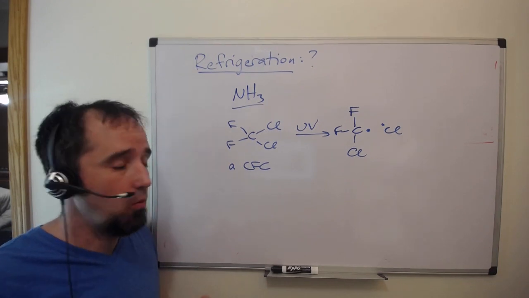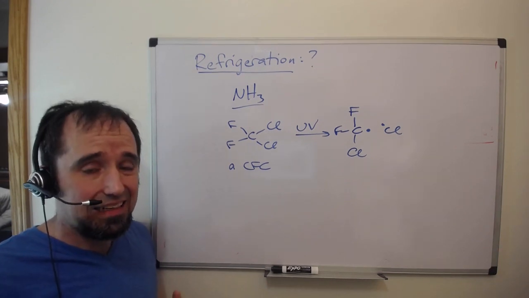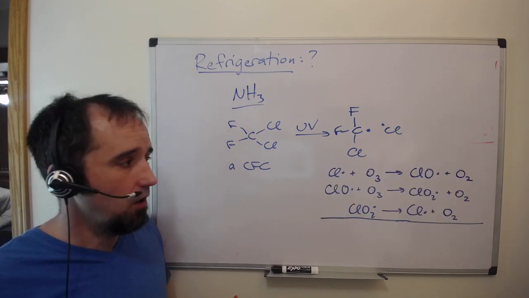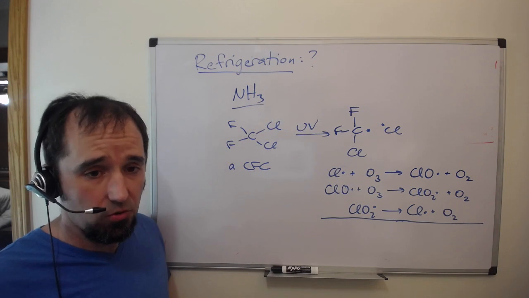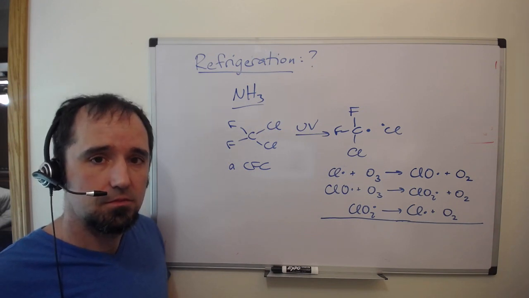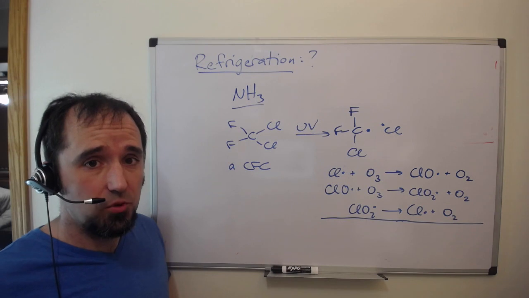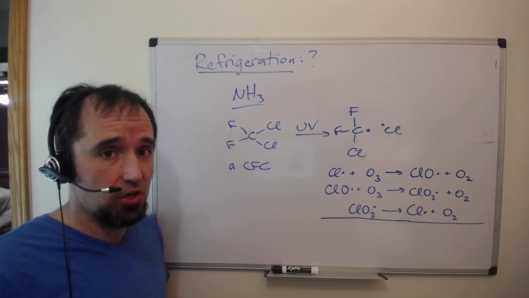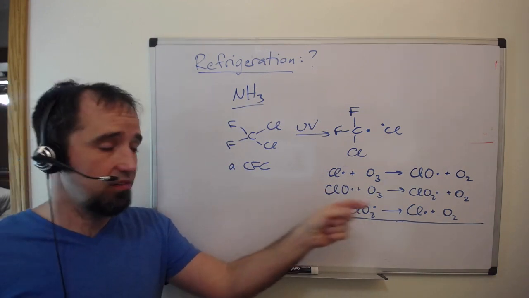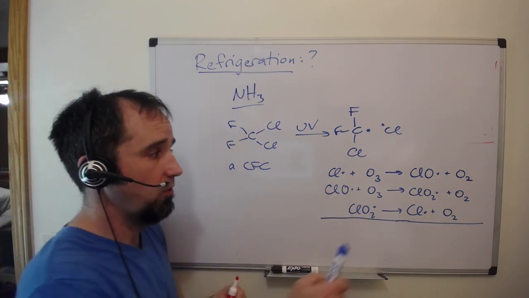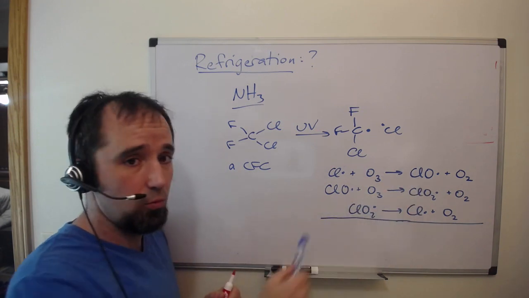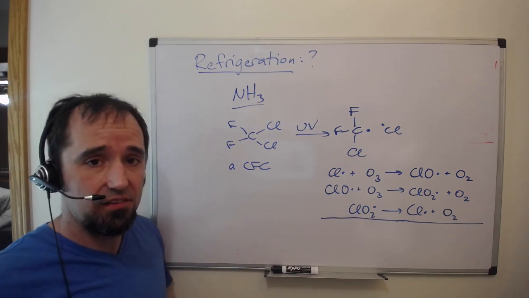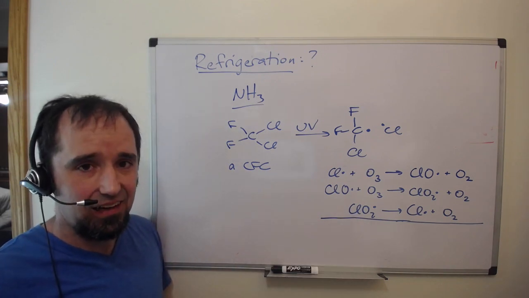Okay, so what? So I made some radicals. Well, now we're off to the races with a chain reaction. So here are three of several possible propagation steps that we can imagine here. So again, we're in the ozone layer. So these chlorine radicals are being generated in the presence of ozone. Ozone's O3. We'll end up with this ClO radical, which can then react with more ozone to get ClO2 here, which can now break down to give chlorine dot and oxygen.